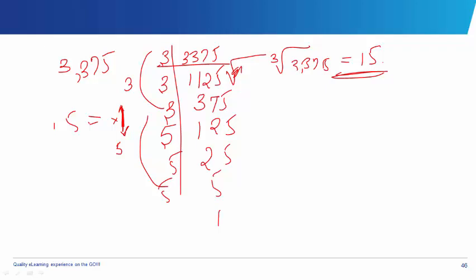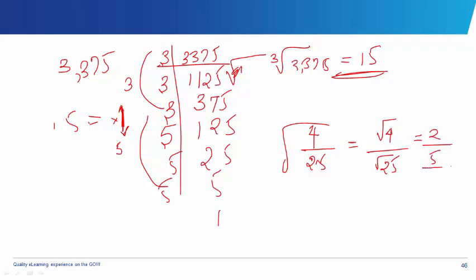Okay, now let's take one other example involving fractions. Find the square root of 4 over 25. This is the same thing as saying square root of 4 all over square root of 25. So square root of 4 is 2, square root of 25 is 5. So this is our answer, 2 over 5.